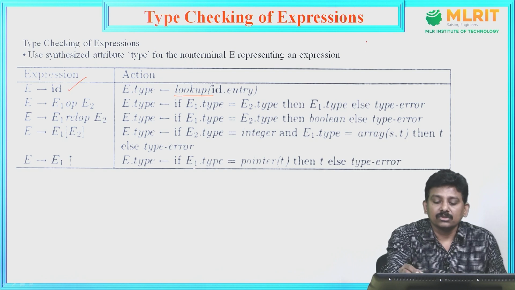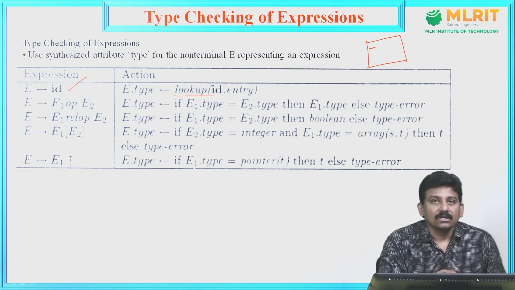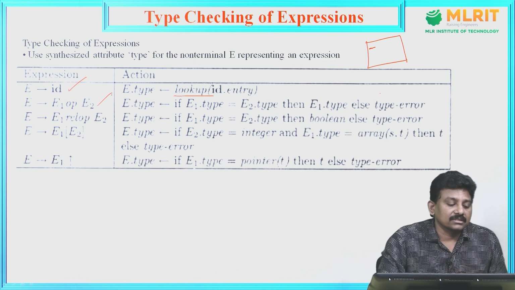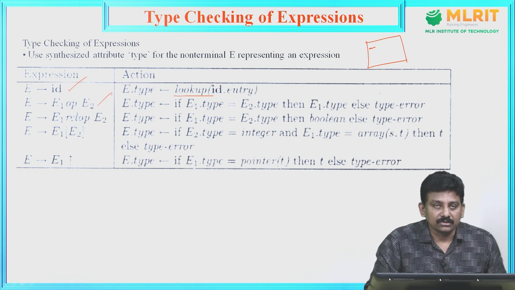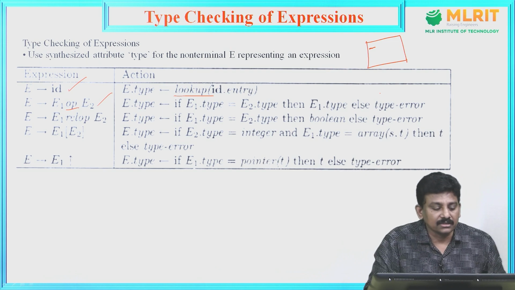It tries to find the entry in the symbol table to find the identifier type. Then that type is associated with the attribute of e, that is e.type is lookup of id.entry. Then there is an expression e derives e1 op e2. Op means operation, any operation: addition, subtraction or relational operator, anything.